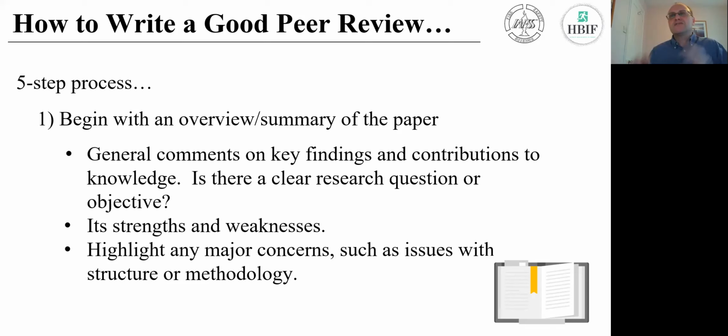So when you start writing up your review, the first thing you've got to do is write 1 or 2 paragraphs summarizing the paper and identifying its strengths and its weaknesses. And you need to highlight any major concerns or issues within the structure or methodology of that paper. And it's also good to write in the first section some general comments on the key findings of the paper and its contribution to knowledge.